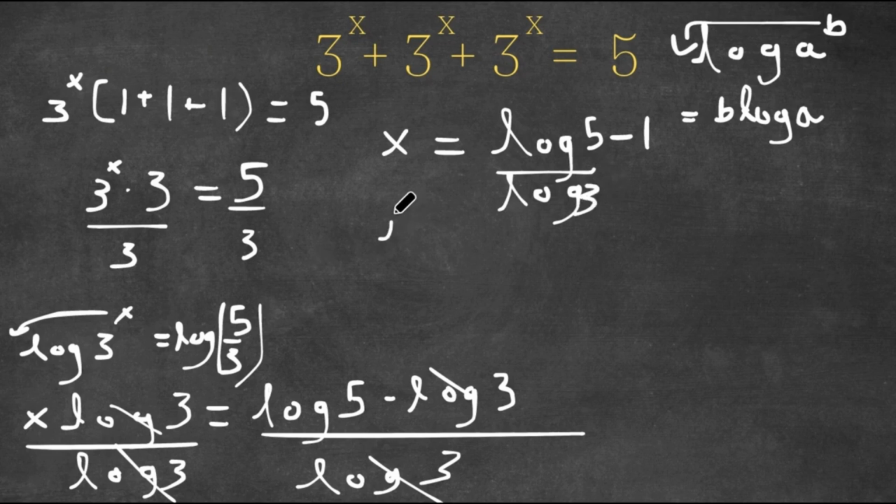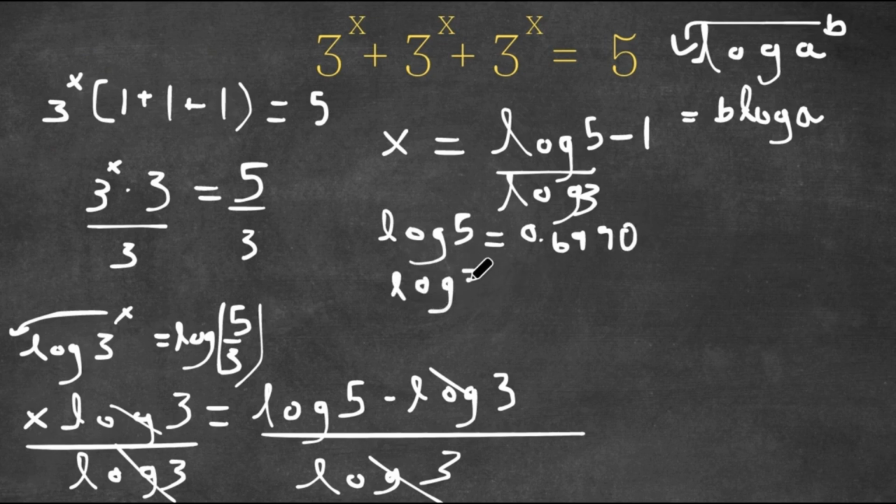So now the value of log 5 is equal to approximately 0.6990, and the value of log 3 is equal to 0.4771.